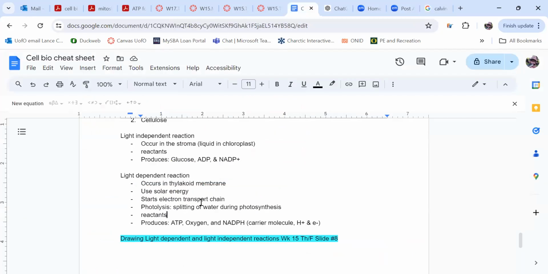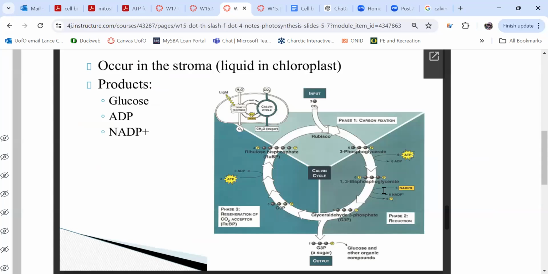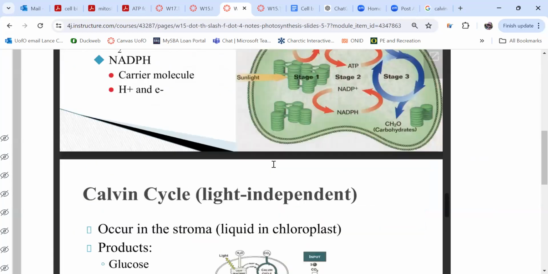So for my reactants in the light independent reaction, let's make sure we clarify and call this Calvin's cycle. We'll go, yeah, CO2, ATP, and NADPH produces glucose, ADP, and NADP+. That's magnificent, right? Because that's exactly what this graph says. So it's good that we have on the cheat sheet what we could find in the notes. That's a good sign that our cheat sheet is good. It's not going to steer us wrong.